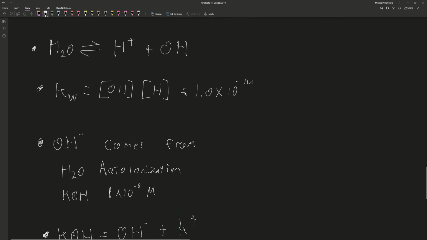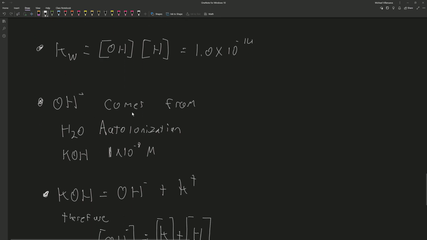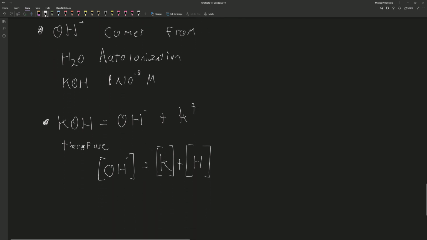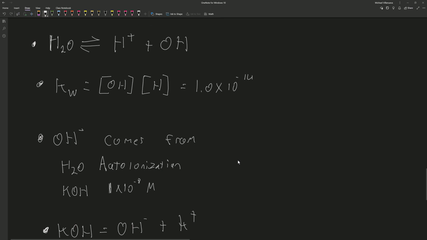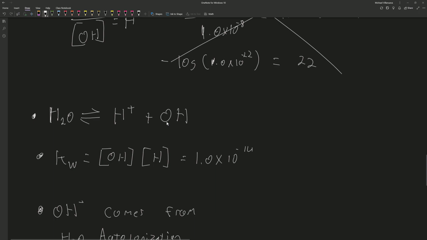So we know H2O autoionizes to H plus and OH minus. We know that constant is 1 times 10 to the negative 14th. So Kw is OH times H for that autoionization. We know that OH comes from two sources. It comes from that H2O and it comes from that KOH. So we could say that the OH that comes from KOH is equal to K, and the OH minus from the H2O equals H.